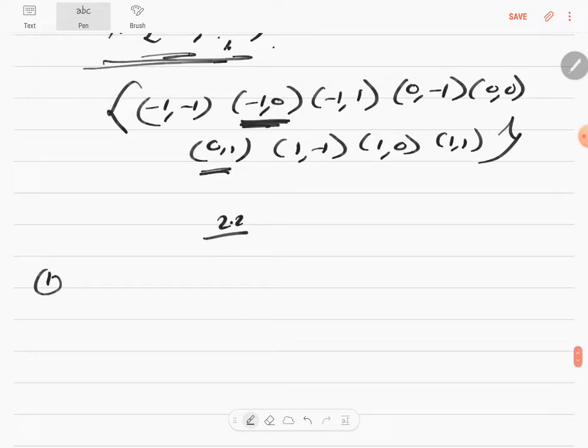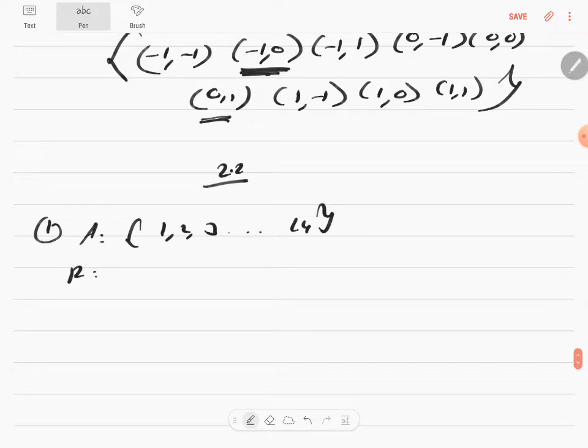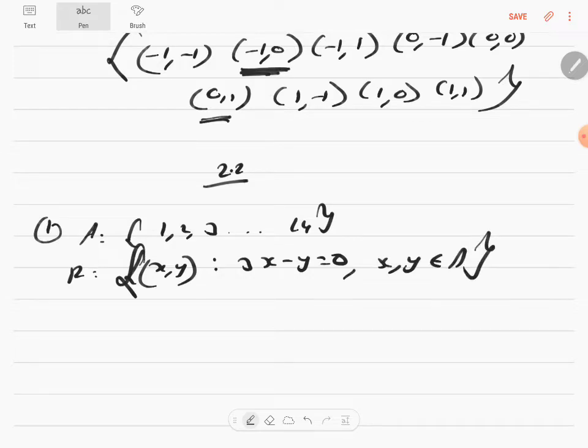Okay, the first sum. Let A is equal to {1, 2, 3, ... up to 14}. It's given that R is equal to {(x, y)}, an ordered pair. We will always give relation like that. I told you, {(x, y): 3x minus y is equal to 0}, where x and y belong to A. Close the bracket. You should put x and y, both of them belong to A. So x is 1, y will be 3. X is 2, y is 6. X is 3, y is 9. X is 4, y is 12.